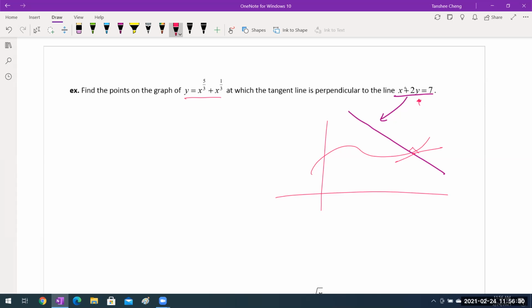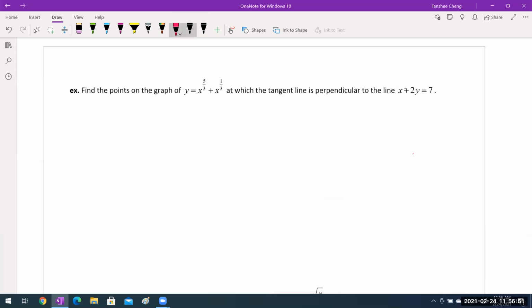So first, I need to find the general formula for the slope of the tangent lines anywhere on this graph. Then I'm going to use the negative reciprocal idea with this. That's the process. So being said that, first I need to find the slope of the tangent line in general. So we need to take the derivative with respect to x of this function, x to the 5/3 plus x to the 1/3.